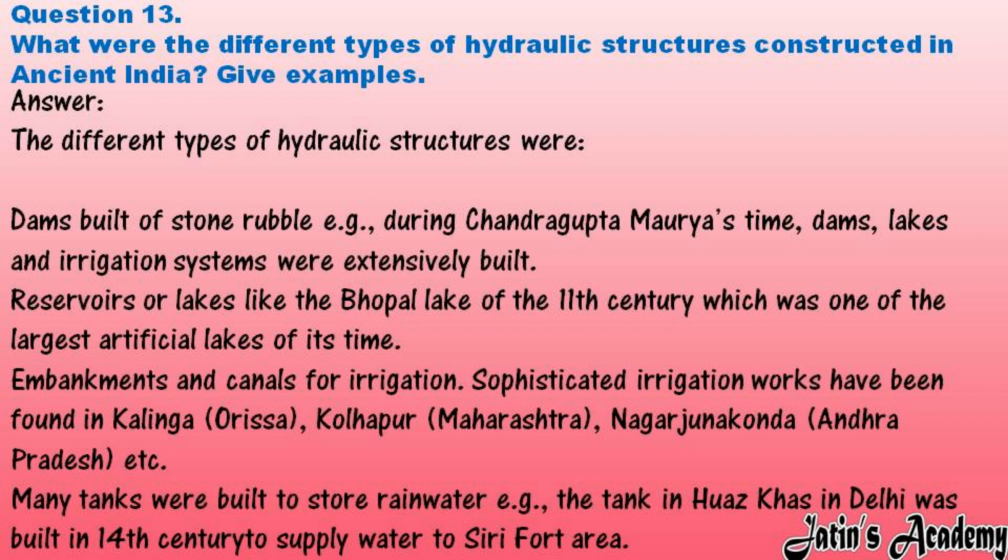Reservoirs or lakes like the Bhopal Lake of the 11th century, which was one of the largest artificial lakes of its time. Embankments and canals for irrigation. Sophisticated irrigation works have been found in Kalinga, Orissa, Kolhapur, Maharashtra, Nagarjunakonda, Andhra Pradesh, etc. Many tanks were built to store rainwater, for example, the tank in Hauz Khas in Delhi was built in the 14th century to supply water to Siri Fort area.